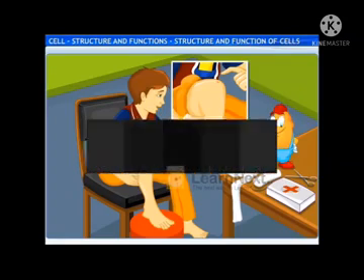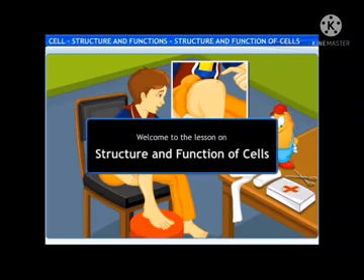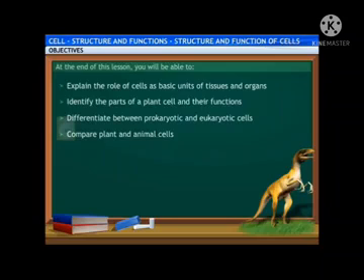Welcome to the lesson on structure and function of cells. At the end of this lesson, you will be able to explain the role of cells as basic units of tissues and organs. Identify the parts of a plant cell and their functions. Differentiate between prokaryotic and eukaryotic cells. And compare plant and animal cells.